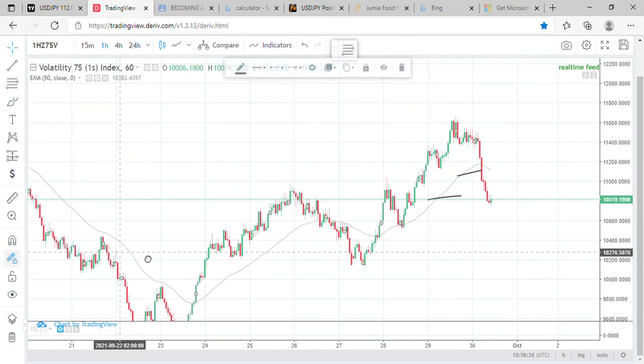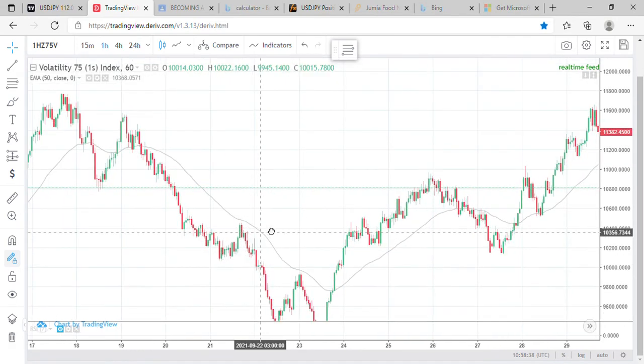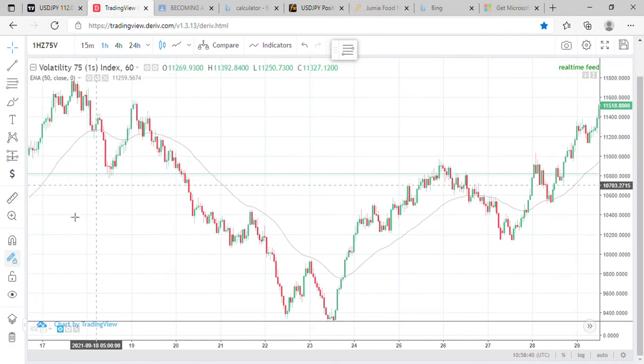Now, how do I mean? Look at a section like this. Market is always going to pull back.